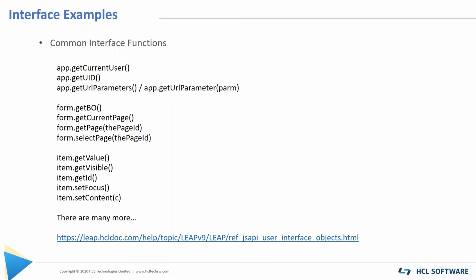I'm not going to go through all of these, but they're pretty self-explanatory. Form get BO gets you the business object for that form. So if your app had multiple forms, you might want to say app.getForm. That gets me, say, form 2, and then I get the business object for that, and then I can interact with it. Get page, select page, get visible, set focus, get focus, all that sort of thing here. These are functions that you can use that interact with the UI components of your form.